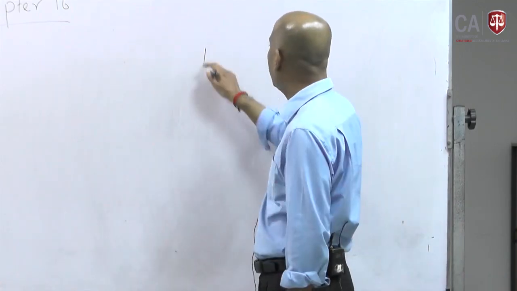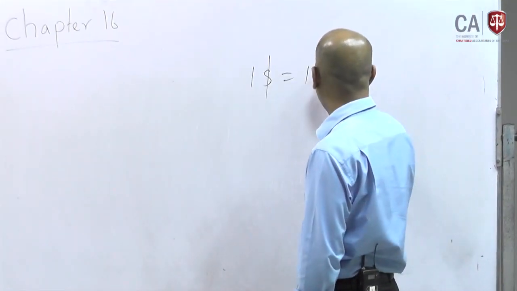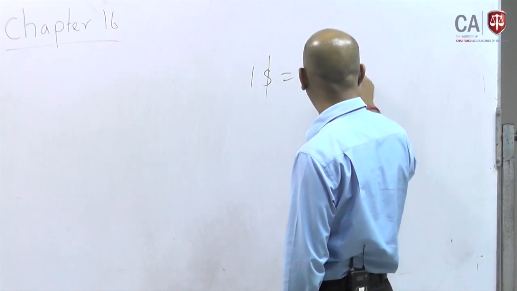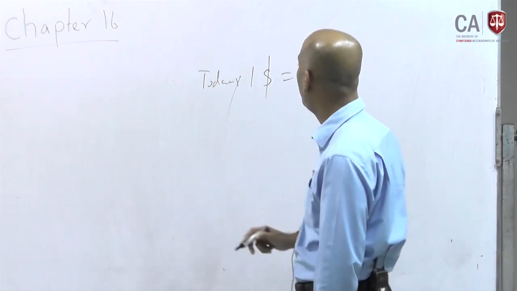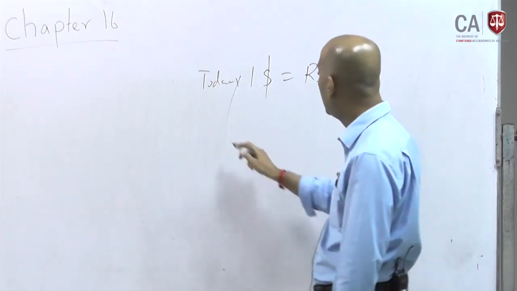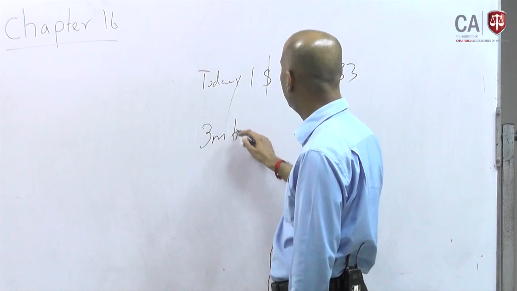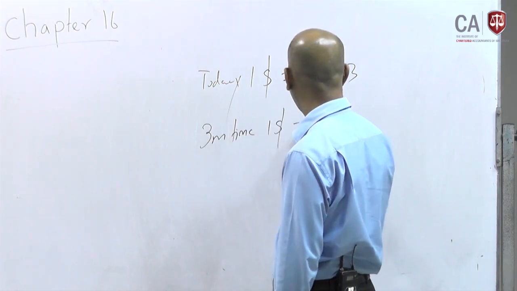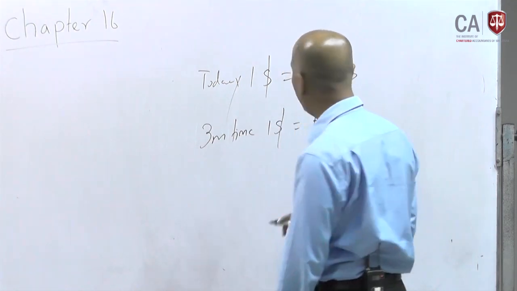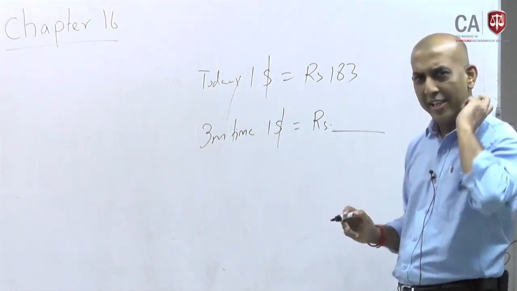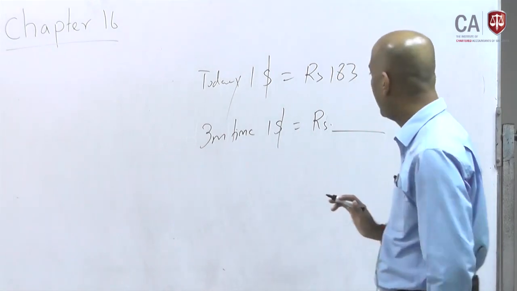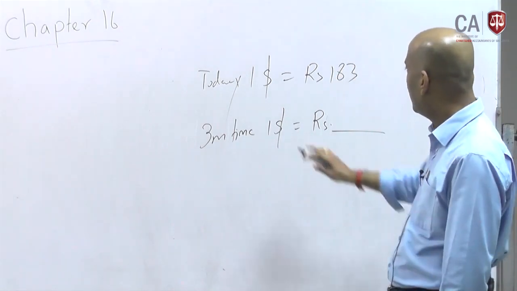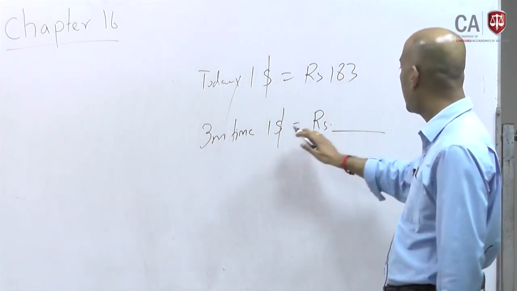As a logical thing, say today's rate is $1 equals 183. Today's rate is $1 = 183. In 3 months' time, $1 equals how much? The formula is there in the study pack, you can look at it and calculate it. I am only giving you a logical way of understanding here. Today $1 = 183, in 3 months' time $1 is how much?